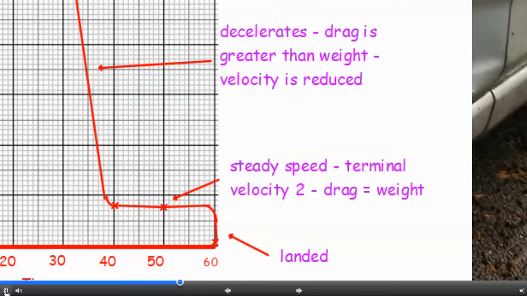Now, he might well reach a steady speed again. This is the second terminal velocity, where drag equals weight again. Now, how does that happen? Well, in the descending part of the graph, drag is greater than weight, but don't forget he's slowing down all the time. So what happens to the effect of air resistance as a falling object is slowing down? Well, air resistance decreases because the particles are hitting the parachute less frequently and with less force. So drag is actually decreasing as he slows down. So he'll reach a point where drag has decreased to the point where it equals weight again. So he'll reach terminal velocity 2.